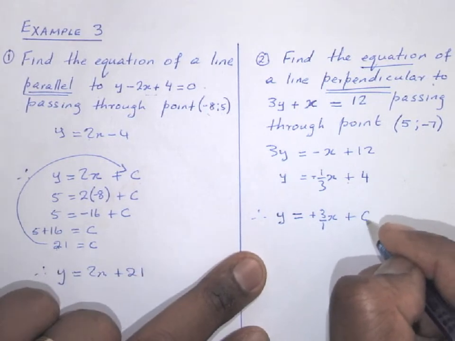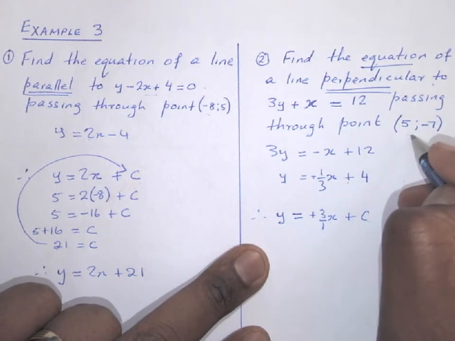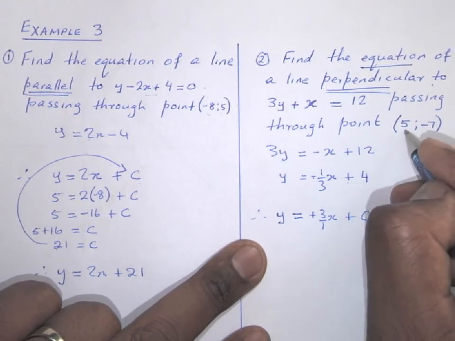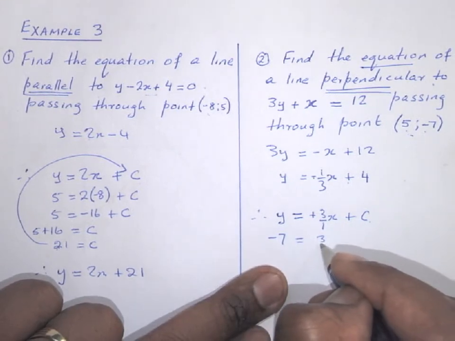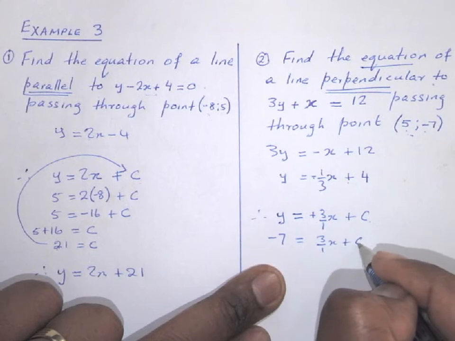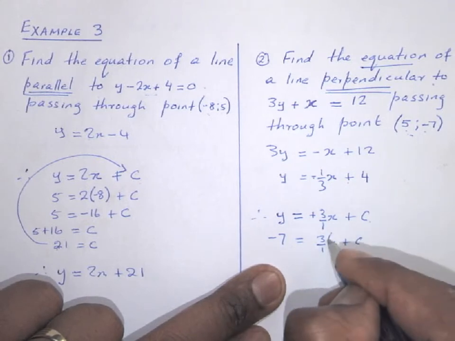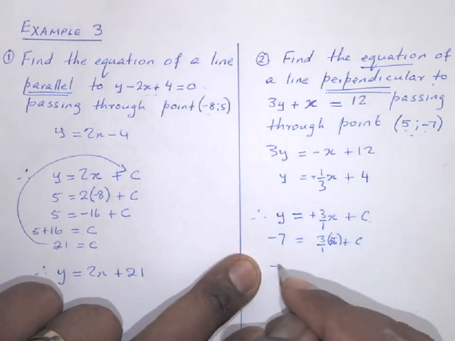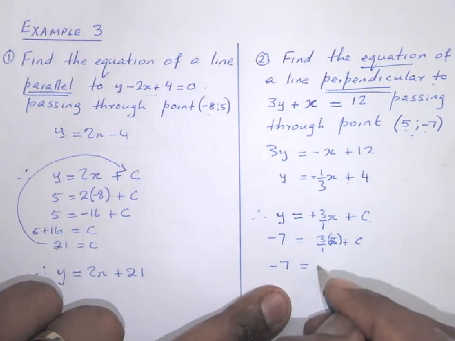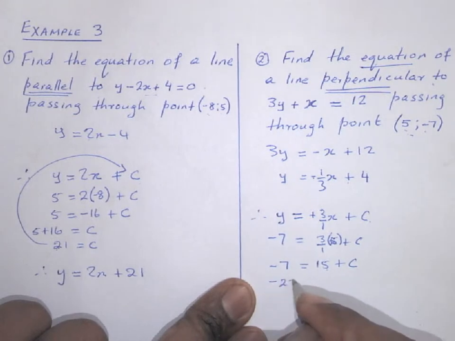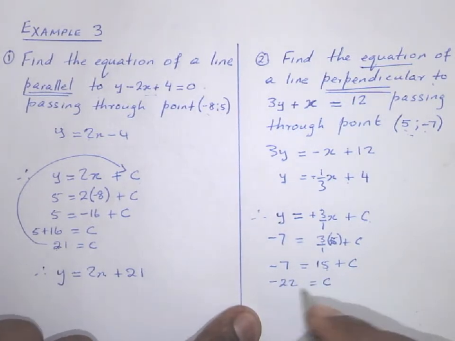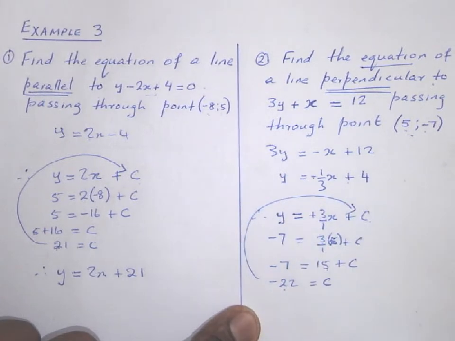To find the y-intercept of the new line, I must substitute the point that the line is on. So x is 5, y is minus 7. Minus 7 is equal to 3 over 1 x, then plus c. We know x was 5, so minus 7 is equal to 3 times 5, which is 15, then plus c. If I take 15 across, I get minus 22 as my c value. So c is minus 22 in this case, and therefore I can write the equation: y is equal to 3x, then minus 22.